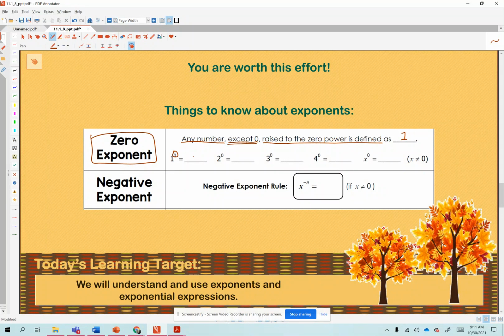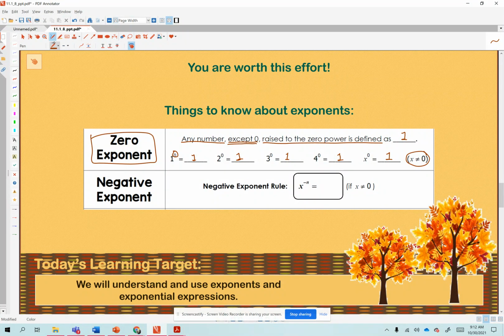So 1 to the 0 power equals 1. 2 to the 0 power equals 1. 3 to the 0 power equals 1. 4 to the 0 power equals 1. And x to the 0 power even equals 1 as long as x is not 0.